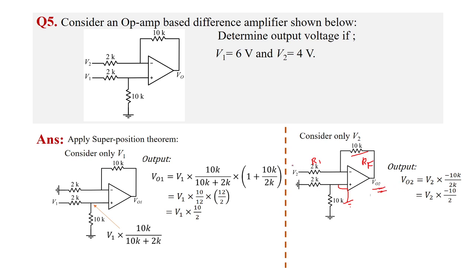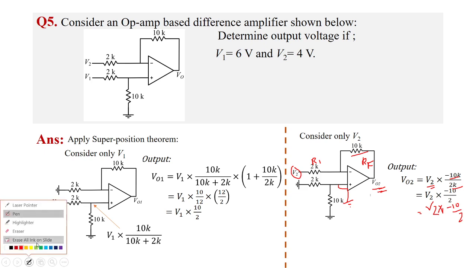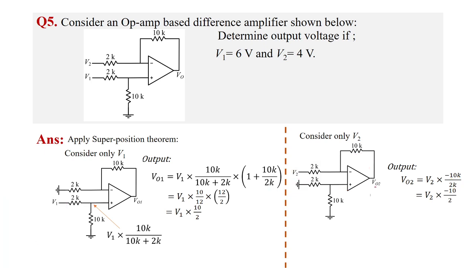So what is V02? V02 equals the voltage V2 into its gain. So V2 into minus 10k by 2k, so V2 into minus 10 by 2. That's what I have written here, minus 5 into V2. So that is the voltage due to V2, and V01 is the voltage due to V1. At the end, the superposition theorem tells us we have to add the output due to the individual sources.